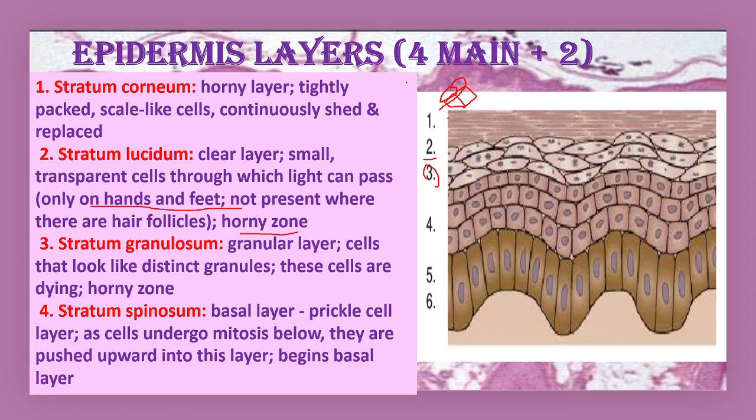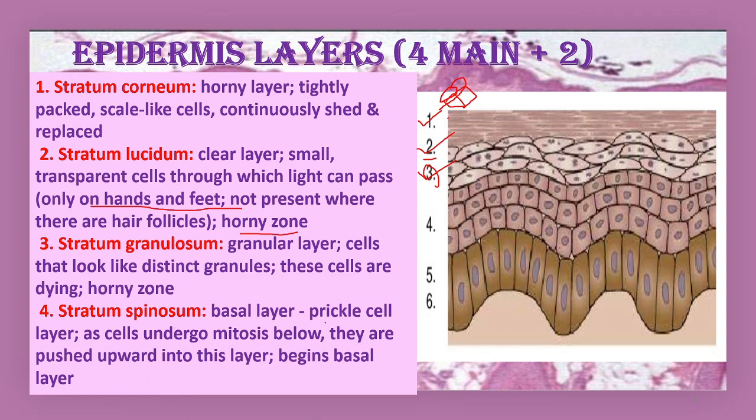We have seen that the first layer is a horny zone, the second layer is a horny zone, the third layer is also a horny zone. So three layers we have seen. All these three layers are made up of horny zones. The next layer is stratum spinosum.